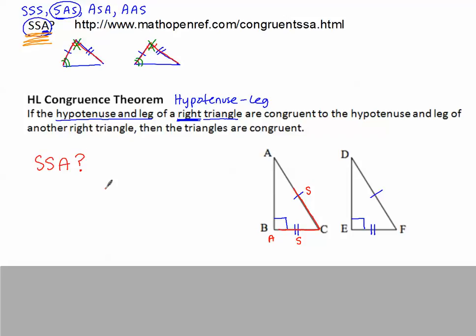Well, when it's a right triangle, we have no other option for how to swing that non-fixed side. So therefore, when it's a right triangle, SSA will work. But that's why we don't call it side-side-angle. We have a better name for it, HL, the hypotenuse leg congruence theorem. But we have to have those two sides for a right triangle.